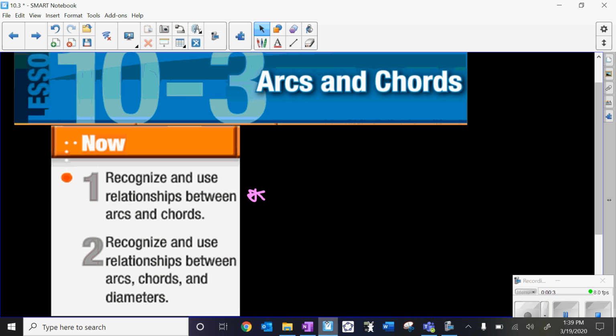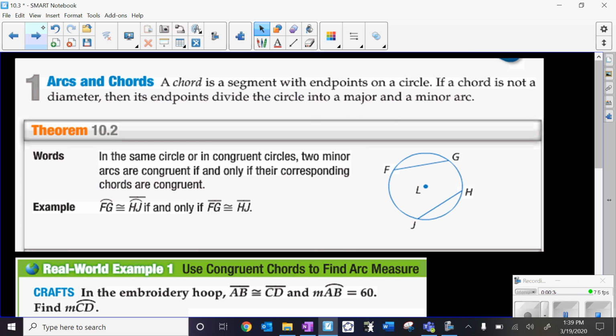So just to get us started, remembering what a chord is. Remember, a chord has both of its endpoints on the edge of a circle. So FG on here would be considered a chord, along with JH. Those are both chords. And in this first example, it says, if I know that arc FG is congruent to arc HJ, so this arc congruent to this arc, then I know that the segments FG and JH are equal.